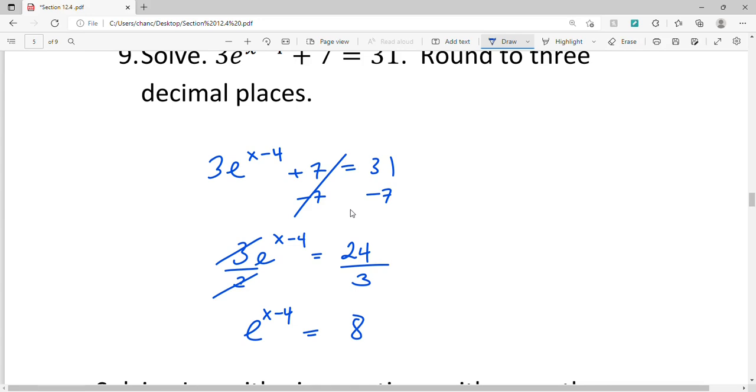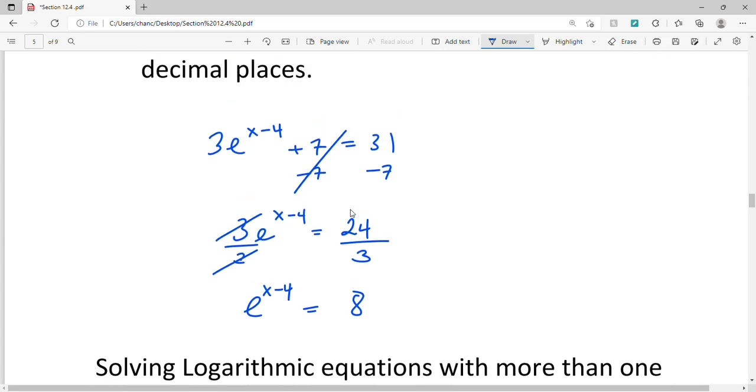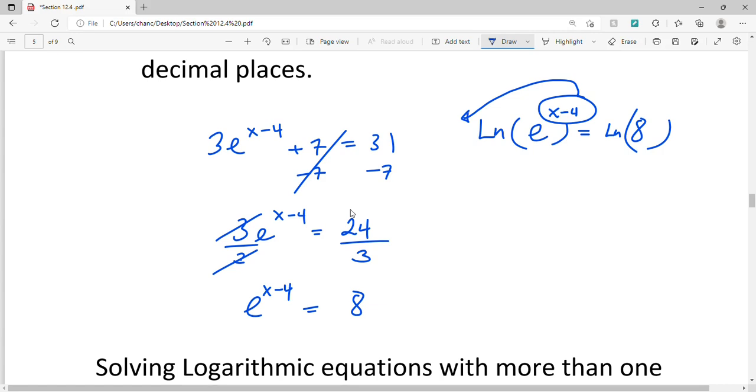Let's take now the natural log of both sides. I recommend we take the natural log of both sides because we have a base of e. Now this is very important that we use natural log, and you'll see why in a moment. If we take the natural log of both sides, we can bring that x minus 4 to the front. The x minus 4 is in the front times the natural log of e, and that's equal to the natural log of 8. What is the natural log of e?